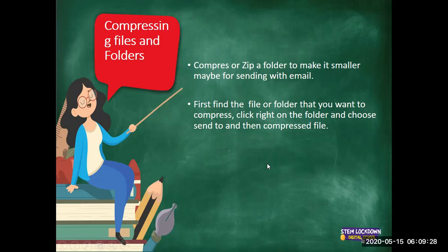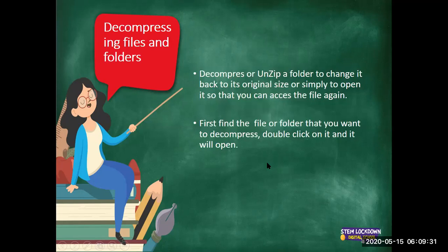So the same applies. Remember, when you decompress or unzip, that's when you are taking that file to its original state or size. Simply open it so that we can access the file, because when that file is zipped, it is read only. That means you cannot edit that file. So its state cannot change, it will remain as it is, unless we extract it from that zip folder. First, find the file or folder that you want to decompress and double click on it, and it will open. From there, you need to extract it and put it in another location. So that's how we can do that.